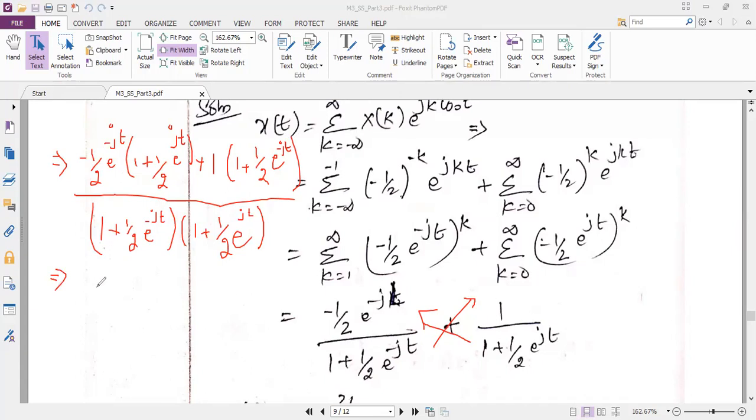So if I multiply, I will be getting minus 1 by 2 e power minus jt. See, some of the terms will be cancelled, and that is what we want. The 1 minus 1 by 2 e power minus jt. Then minus 1 by 4, then you have e power minus jt into e power plus jt. Can anybody tell me what the answer will be here?